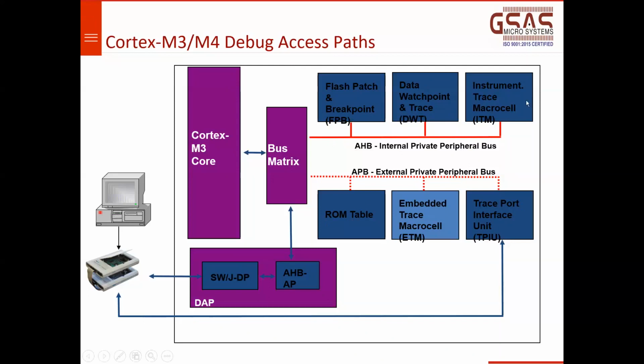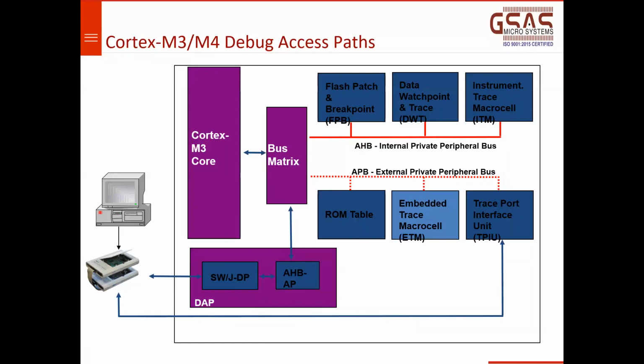Whereas these two blocks are optional, and the silicon or semiconductor vendor who comes up with a microcontroller will decide whether to put these blocks in their microcontroller. And these blocks are tied to the private peripheral bus, which is APB. AHB is the Advanced High-performance Bus, and for those who know ARM architecture, it is part of AMBA, the Advanced Microcontroller Bus Architecture.